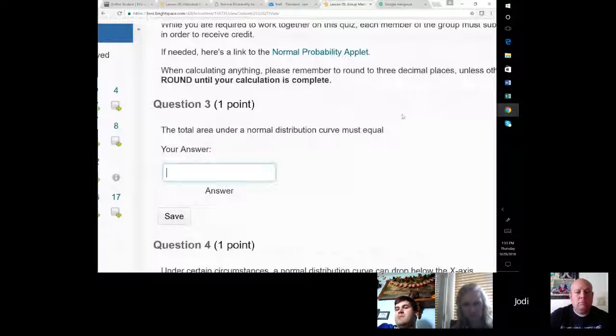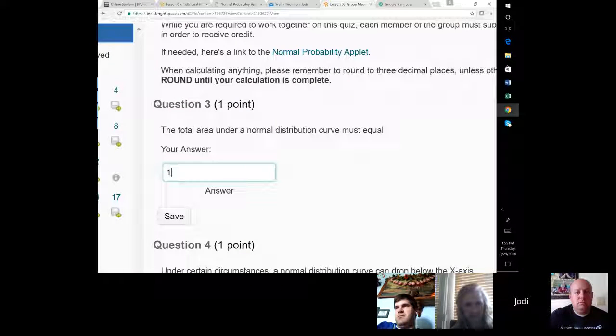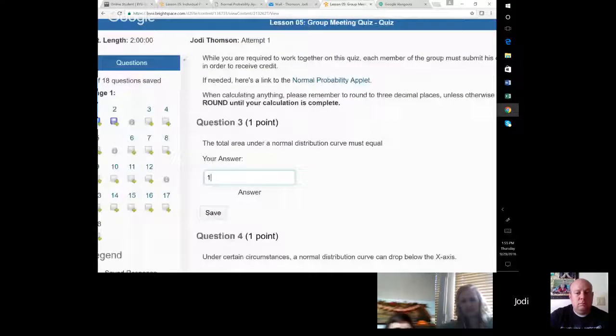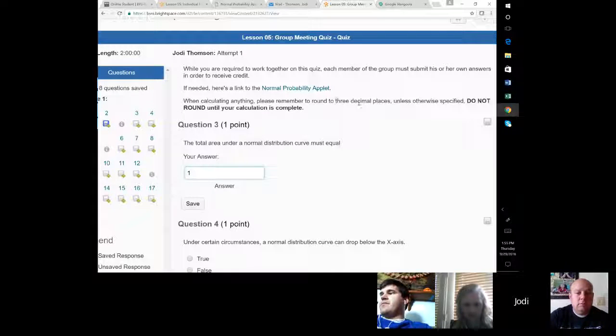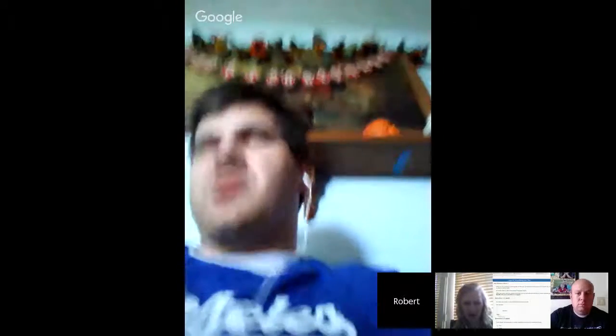The total area under a normal distribution curve must equal 1? Do you think it's just 1 or 0.0? I thought it said 1 in the notes. Oh, yeah, it is 1. I just didn't know if we needed decimals. Do not round until completion. Well, it says up here round to 3 decimals. So do you think we should put 0.000 or should we just do 1? Well, I'll just put 1. Okay.